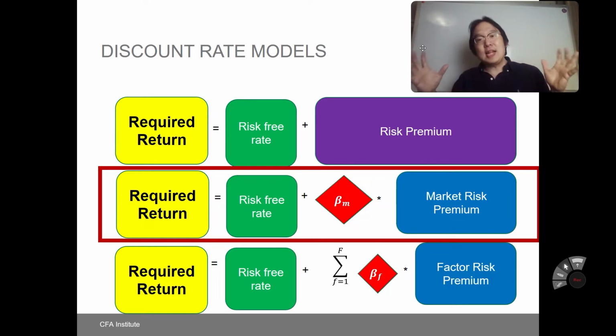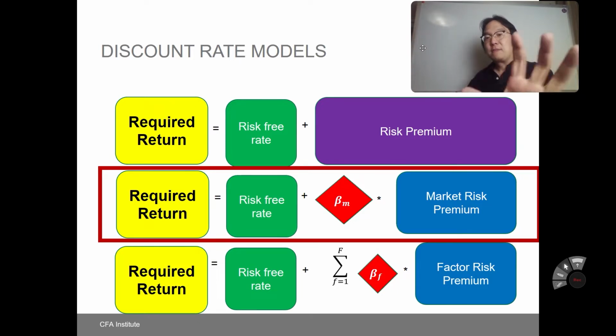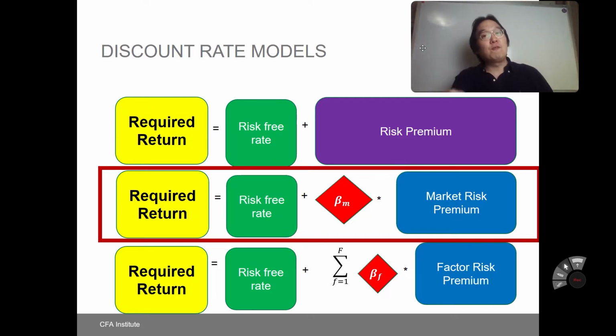For Tesla, what Elon Musk can influence is something called beta. How does it get controlled? Well, capital structure and operating leverage, fixed cost versus variable cost kind of things, and then the industry nature, those kinds of things will determine it. We're going to talk more about it later on.